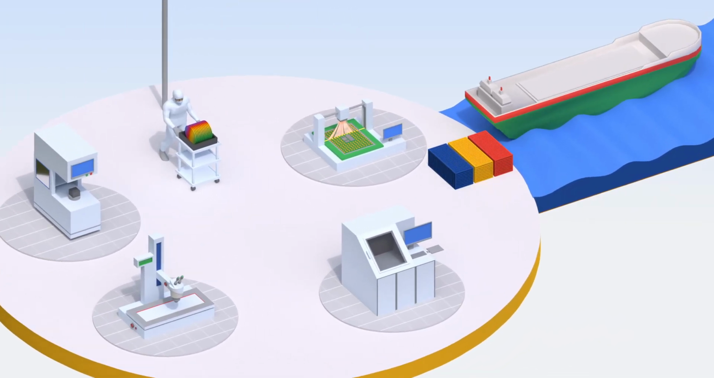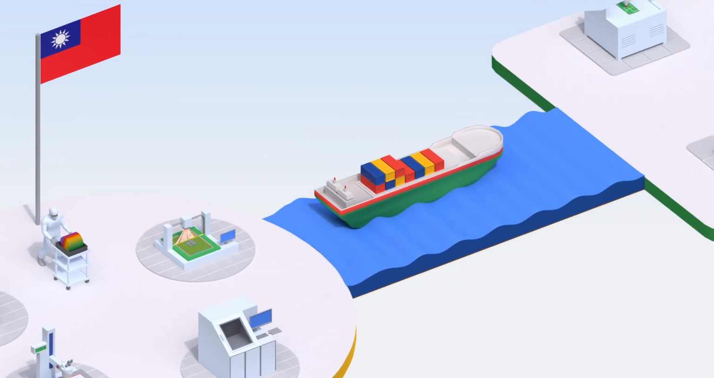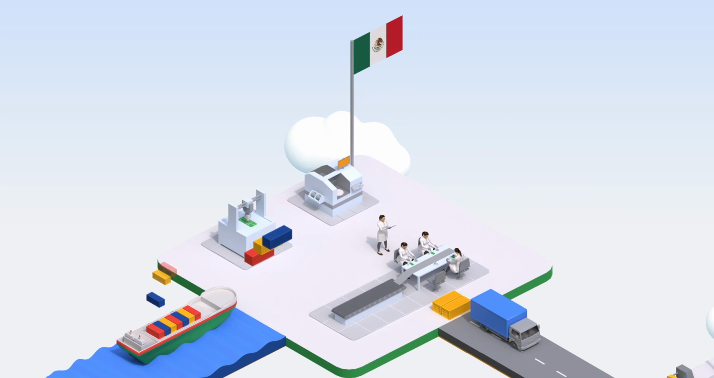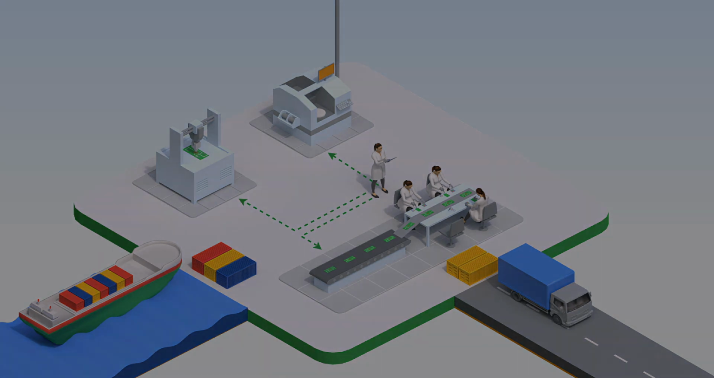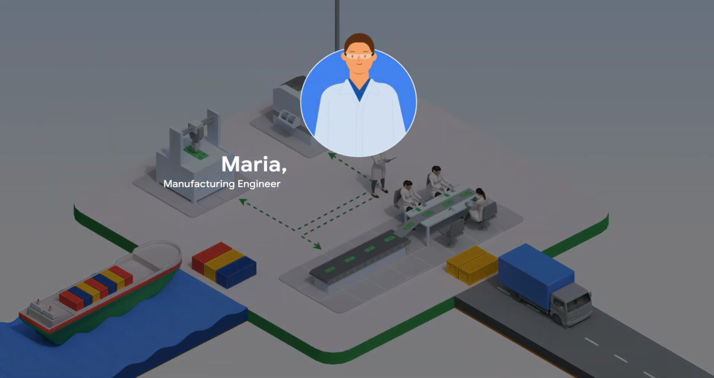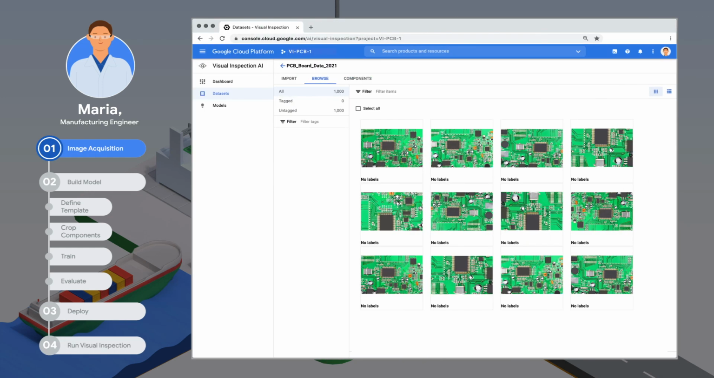The semiconductor chips from the fab are shipped up the supply chain to an electronics contract manufacturer in Mexico. The manufacturer makes printed circuit boards for a variety of customers and is focused on improving production yields by reducing rework and scrap. Maria is a manufacturing engineer implementing the Visual Inspection solution across multiple PCB assembly lines in their factory.